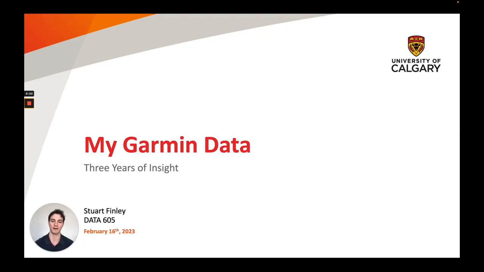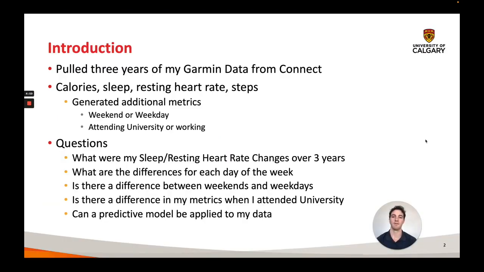For this, I went and collected 3 years of my own Garmin metrics to perform analysis on. The metrics that I pulled from my last 3 years of Garmin data off the Garmin Connect app were my calories, my sleep, my resting heart rate information, and my steps. From this point, I was also able to generate additional metrics, such as binary columns for whether it was a weekend or weekday, or whether or not I was attending university or I was just working.